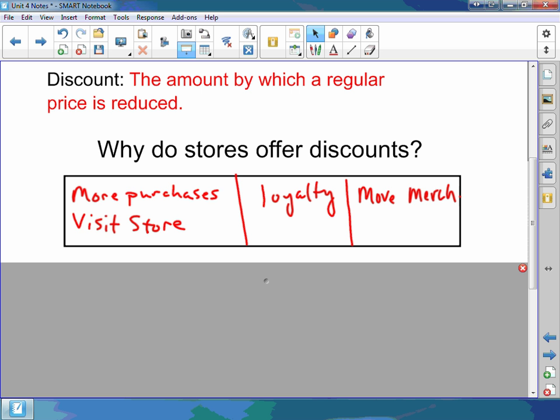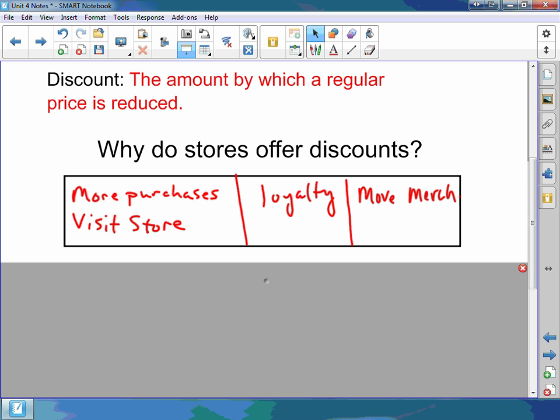Think about the different seasons, like in sports. Right now, you probably get good deals on football stuff. It's not football season, right? Baseball season's coming up, so those prices would be at full price. It's all based on season and trying to get rid of different things. So those are some good ideas.